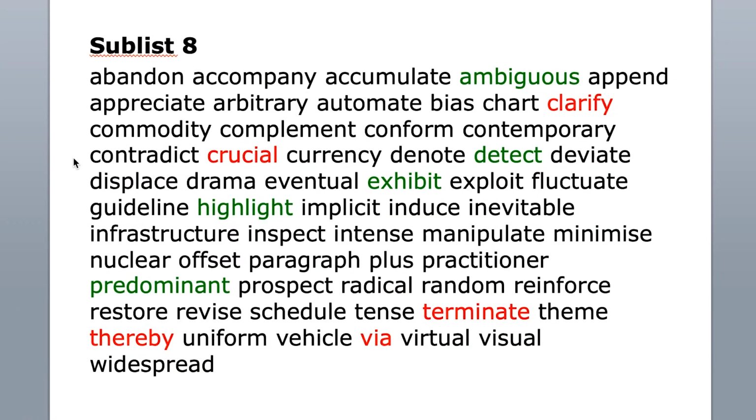Now, the next one, sublist 8. The words in green are ambiguous or unclear. So use ambiguous instead of unclear. And then you have detect. We have talked about this already. And then exhibit instead of show, or highlight, emphasize. And then we have predominant or mainly or main. Now we are going to go to the words in red.